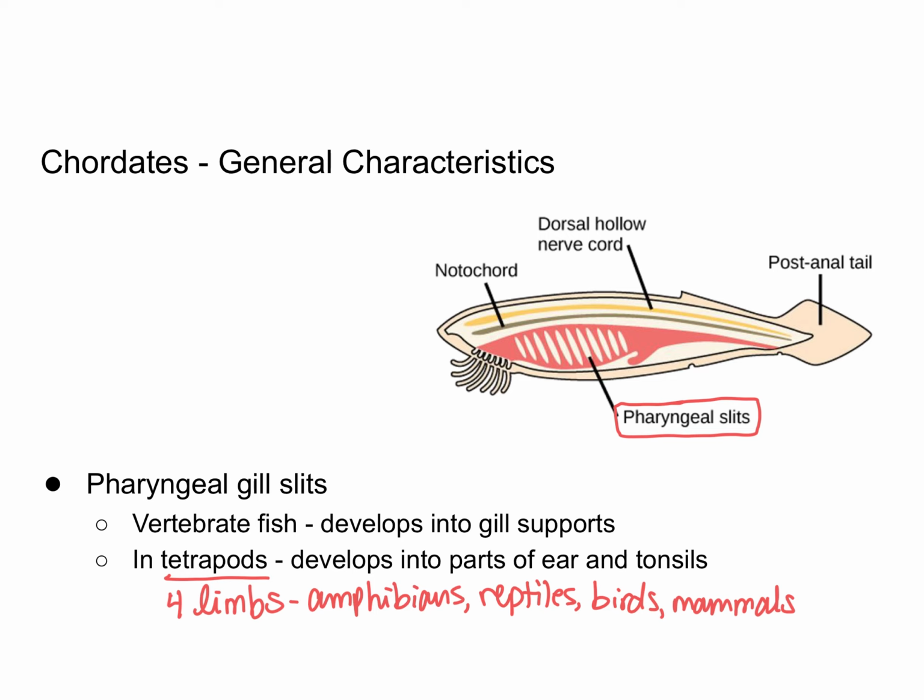So in these tetrapods, these pharyngeal slits are going to develop into parts of the ear and the tonsils. And the tonsils are in the throat. And your ear actually drains into the throat as well. And if we look at this word pharyngeal, so the pharynx is the throat.